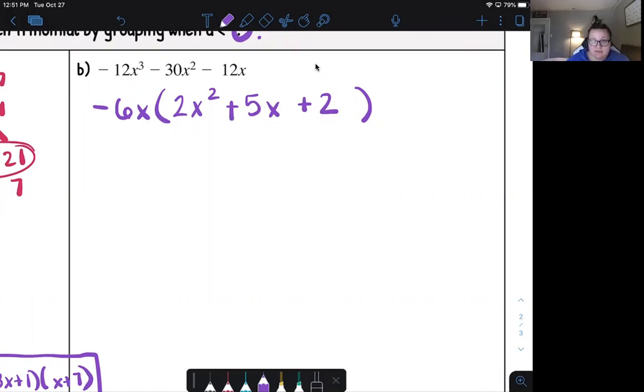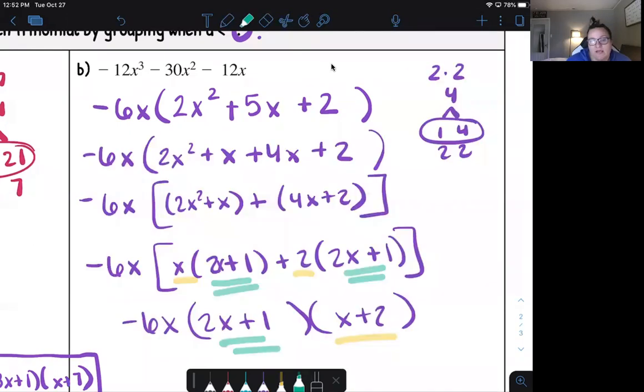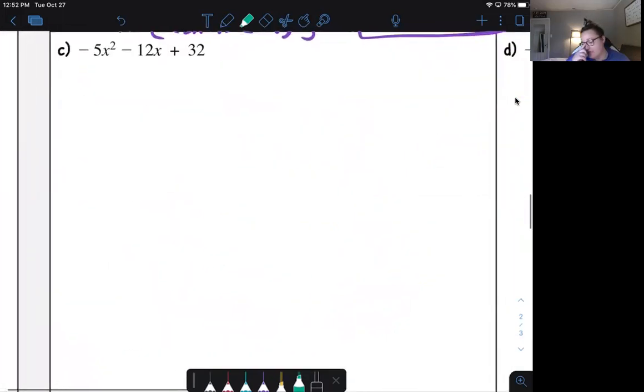Remember, take a times c, and then make a factor tree. Rewrite 5x using factors of a times c that add or subtract to give you that 5x, and then go on from there. So press pause and then press play when you're ready to check your work. As you can see from my work, I got negative 6x times 2x plus 1 times x plus 2. Hopefully your work matches.